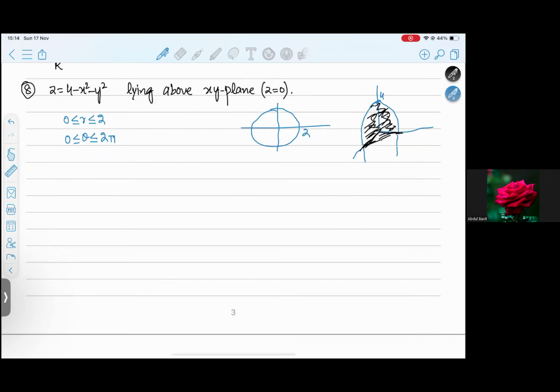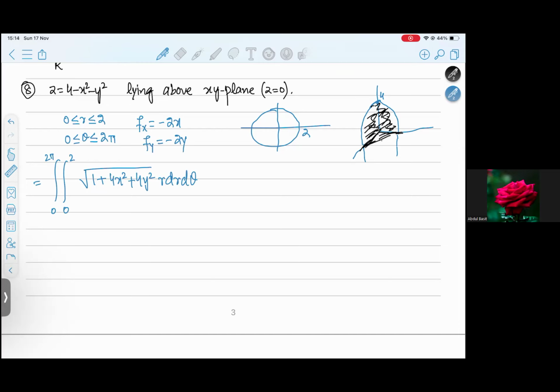Okay, so evaluating the integral, partial x of this is minus 2x and partial y is minus 2y. And evaluating the integral, 1 plus partial x square, negative 2x square is 4x square and negative 2y square is 4y square. And instead of dA, I am writing r dr d theta, and the limits of r are from 0 to 2 and theta is going from 0 to 2 pi.